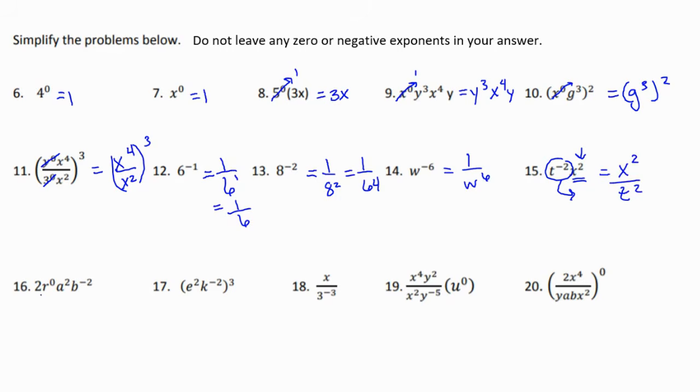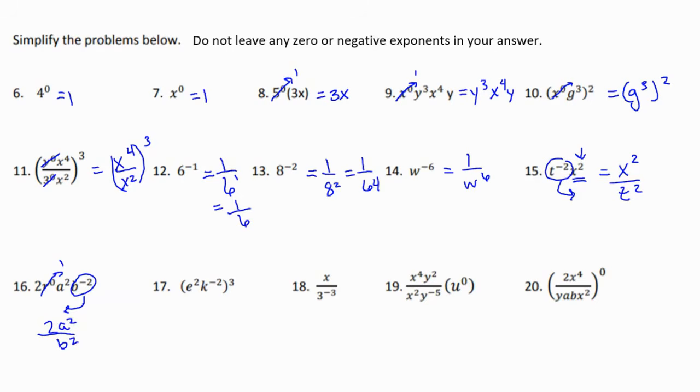Ooh, we have both. R to the 0 is a 1. We have a 2 with no power, so it will stay. A to the second is a positive exponent, so it will stay. But b to the negative 2, where is it going? To the bottom. So what we have on top is 2a to the second and b to the second on the bottom. Let's look at 17.